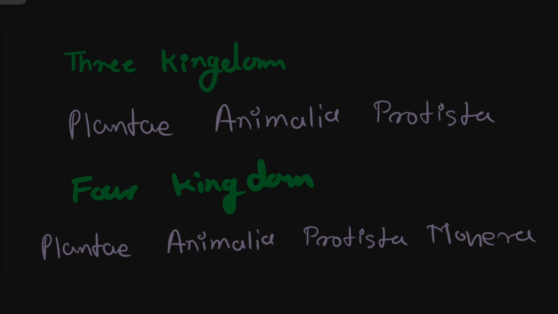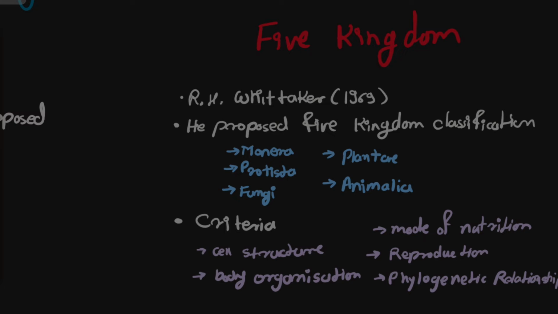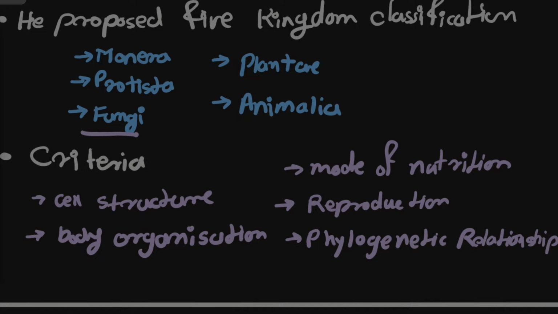Now we move to five kingdom classification. This classification was given by R.H. Whittaker in 1969. The year is important. He proposed five kingdom classification: monera, protista, plantae, animalia, and one more additional is fungi. He set some criteria for this classification. Those criteria are important. First is mode of nutrition, then cell structure, then reproduction, body organization, and last is phylogenetic relationship, which means historic or ancestor history of that particular organism to be classified.